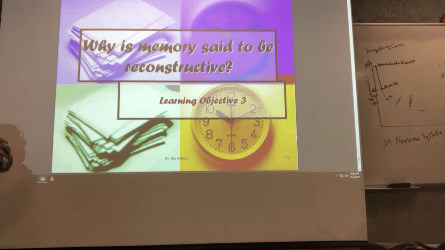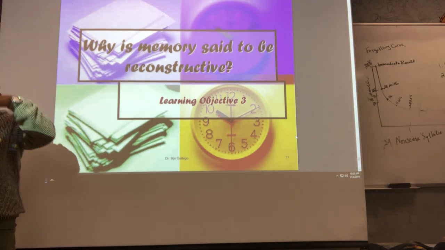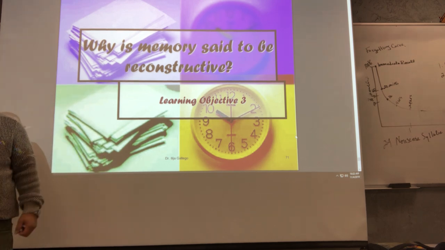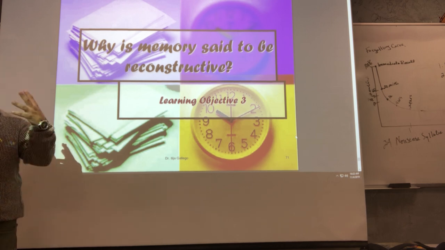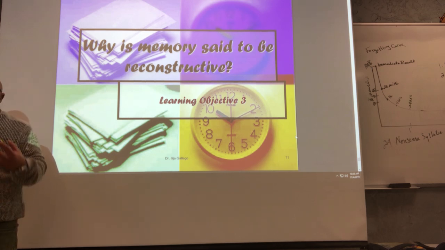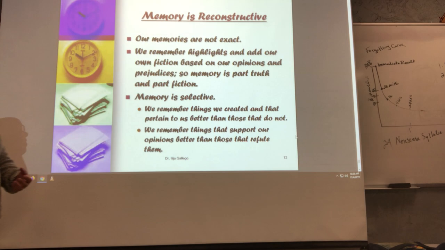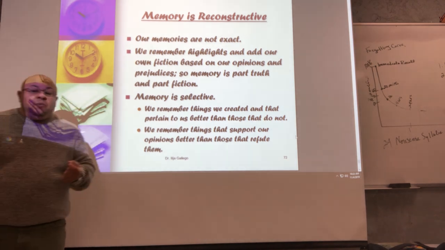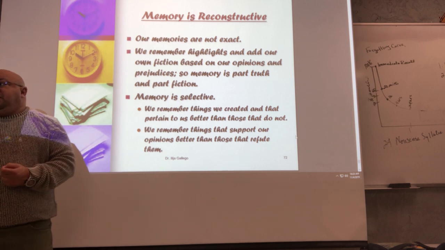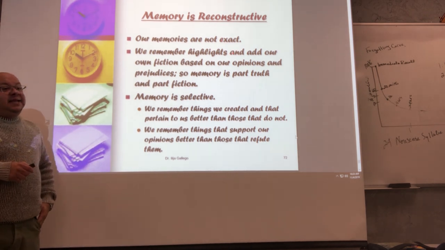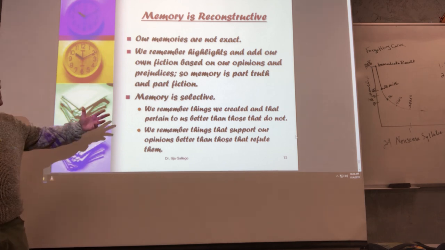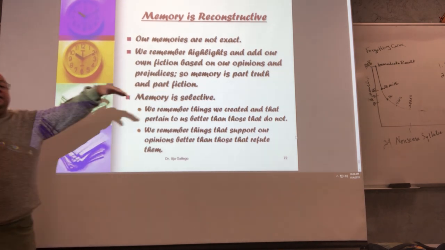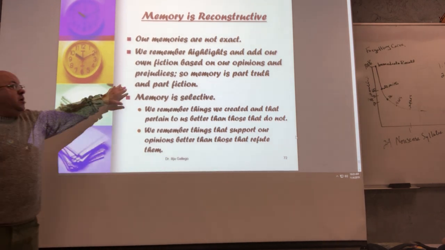Why is memory said to be reconstructive? Like I said, when I use that list of words, which I can't believe I forgot, most people think they heard sleep. Sleep is not on the list, but all the words have to do with sleep, like comfort, night, pillow, stuff like that. So people remember a word that isn't there, which tells us that memory is part truth and part fiction. Our memories are not exact. We remember the highlights of things, and then we add on fiction based on our opinions, our prejudices, and the things we expect should have happened. So memory is part truth and part fiction.